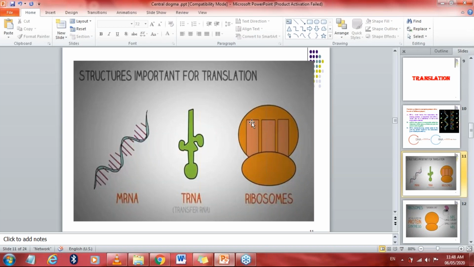One will be the A site, the one on the right-hand side here. Let me take a highlighter. This particular site will be called the A site, then the P site, and this one is the E site. E means exit, P means peptide formation, and A means our acceptor region.